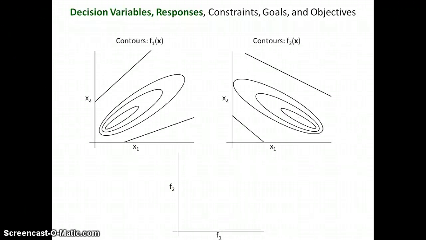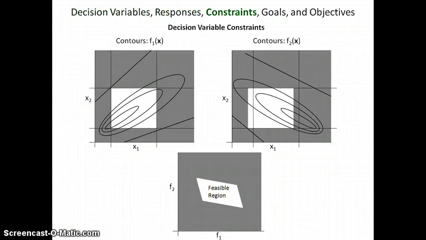First, I'm going to orient you to some visuals that I'm going to use for the rest of the presentation. The top two graphs show the domain over which the decision variables can vary, which we call decision space. I've marked contours for two response functions in the decision space. When we do multi-objective optimization, we vary the decision variables to try to get the responses we want. The bottom graph shows the space of the response functions. It's empty right now, but we're going to slice it up on the following slides.